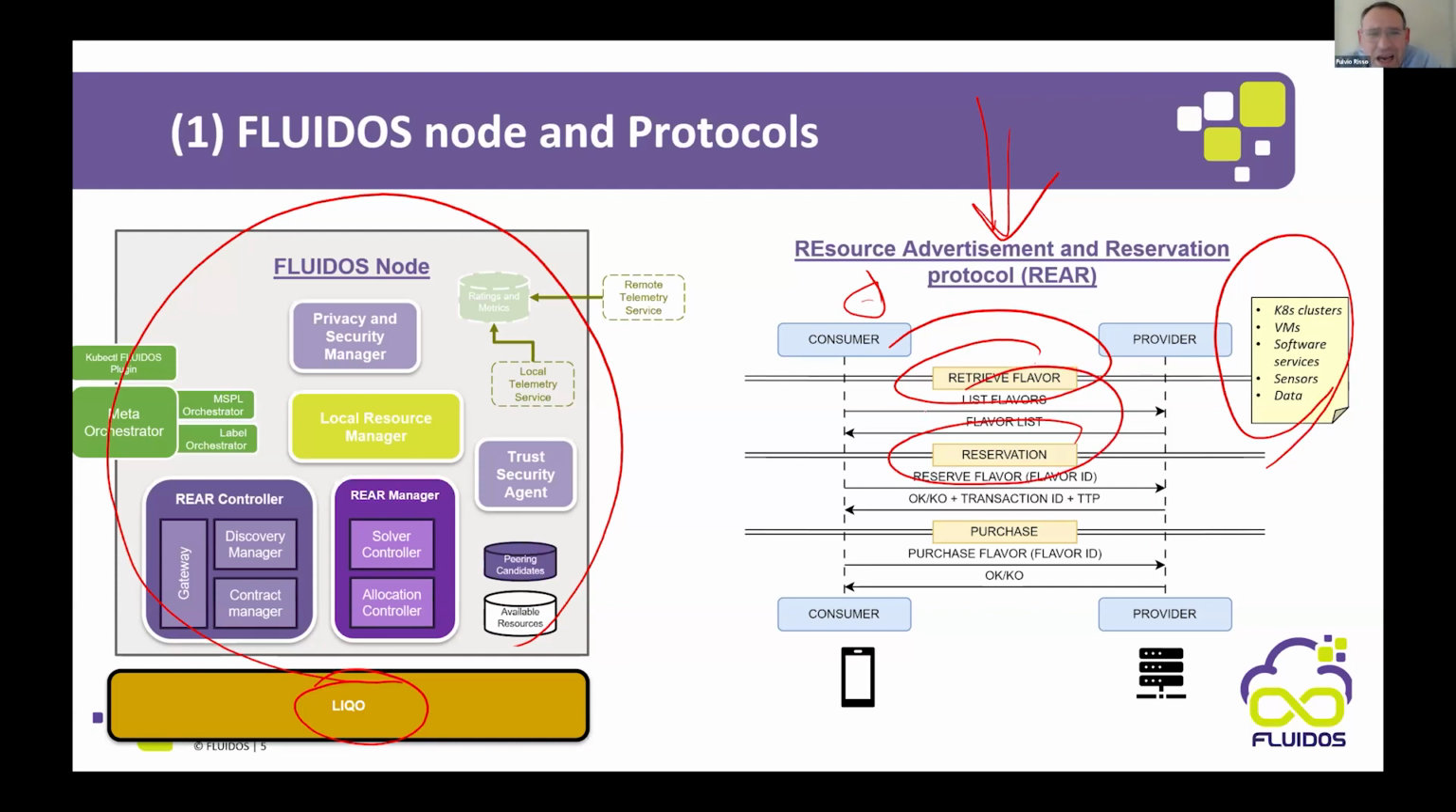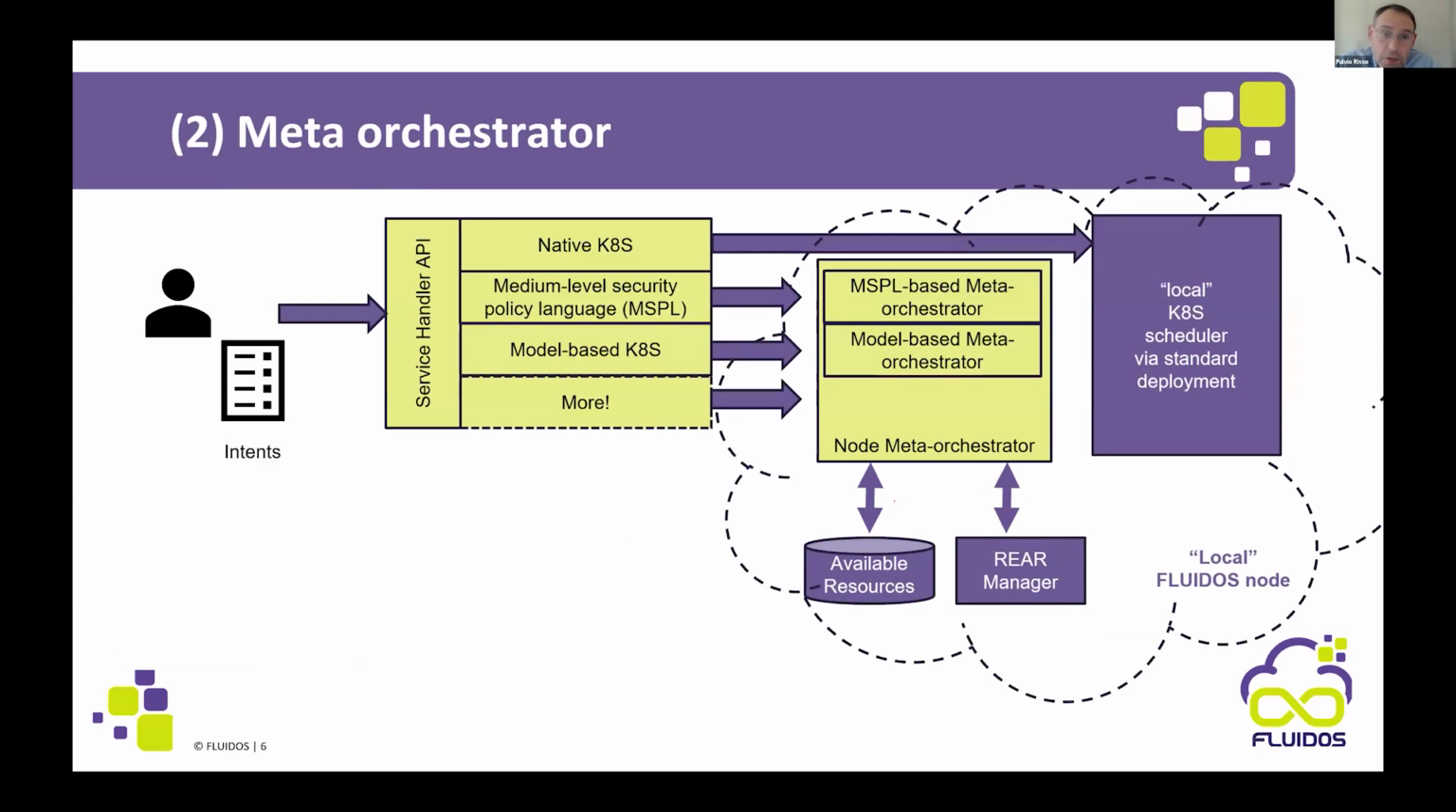It says, okay, I like your resources. Okay, a strict negotiation phase follows, and then I can purchase. And this, of course, will be backed by some legal contracts in order to guarantee exactly what you did. So those are the first 2 important components that we are delivering. So the FlUIDOS node, software components, architecture, and so on, and the protocol used to talk from one node to another, whatever node it is.